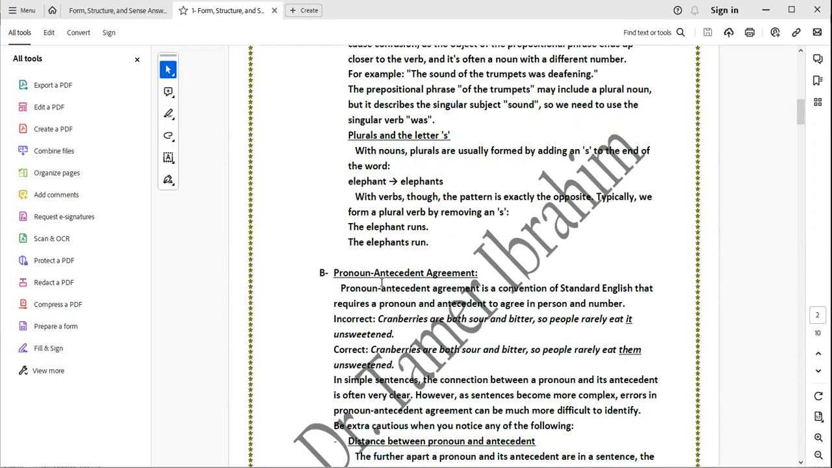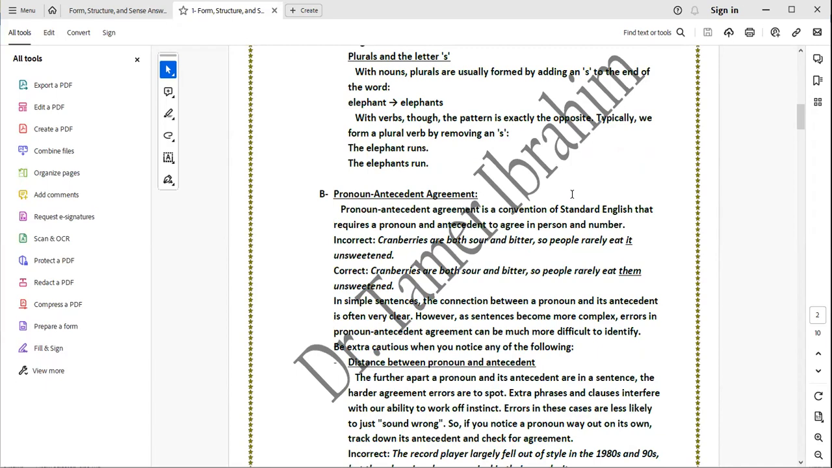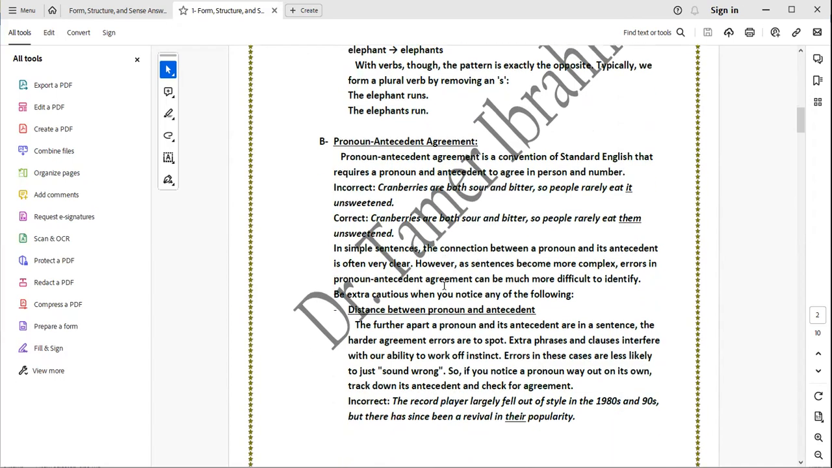The second part is pronoun-antecedent agreement. This is now the file that talks mainly about the digital set related to the pronoun-antecedent agreement. As you can find here, take care. I said that a pronoun must agree with its antecedent. So cranberries are both sour and bitter, so people rarely eat them. How? We're talking about cranberries, so it must be "them."